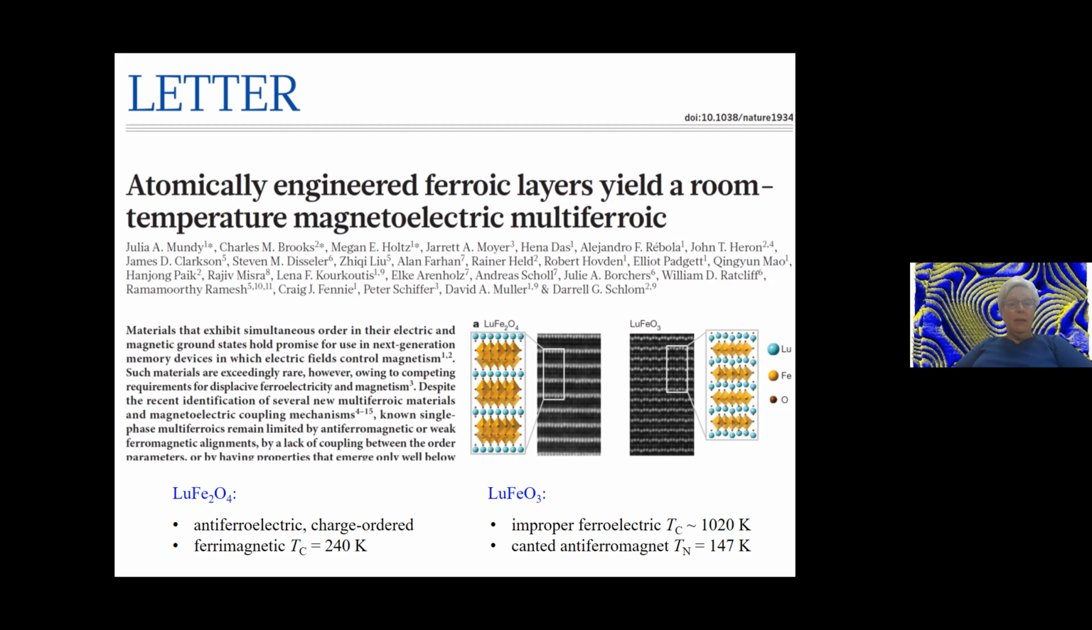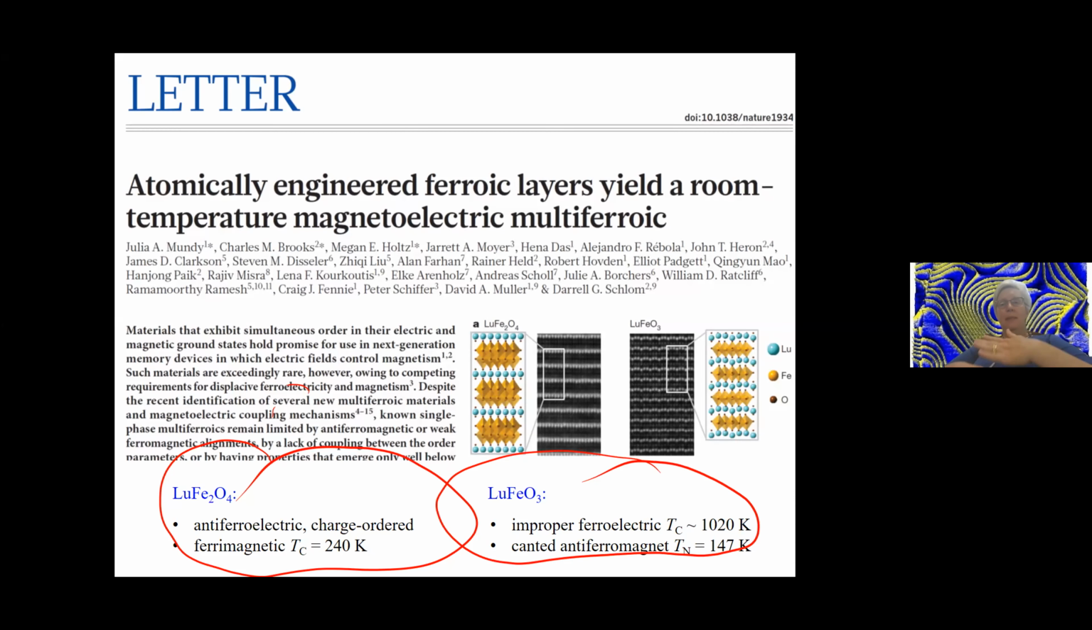Very recently, we've been attracted to a set of superlattice multiferroic films that are made of two different end members. There's the 124 version of lutetium ferrite, which is an anti-ferroelectric and charge ordered. It's very magnetic at 240 Kelvin. And the other end member is this 113 stoichiometry of lutetium iron oxide. And the idea is that by layering them in different patterns, you can create higher temperature multiferroics.